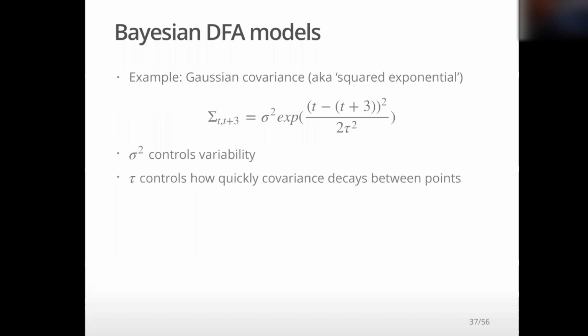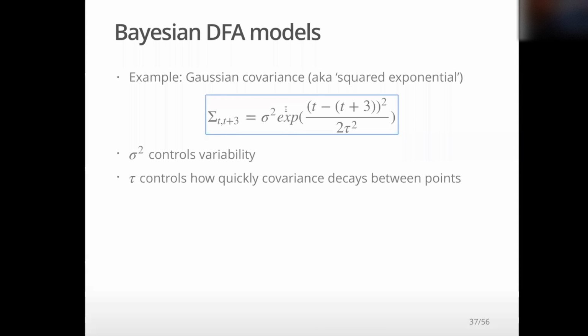Okay, so this is sort of what this might look like in practice. If we were to take this giant covariance matrix sigma and look at, say, the covariance between observations at time t and time t plus 3, we could have some function like this, which is just the Gaussian covariance function. The numerator here is essentially the distance in time between these two points, the observation at time t and the observation at time t plus 3. That is something that is data. We know how far apart each data point is in time.